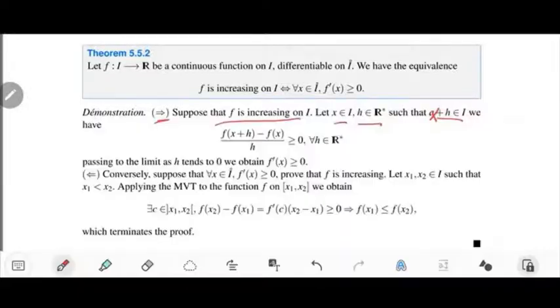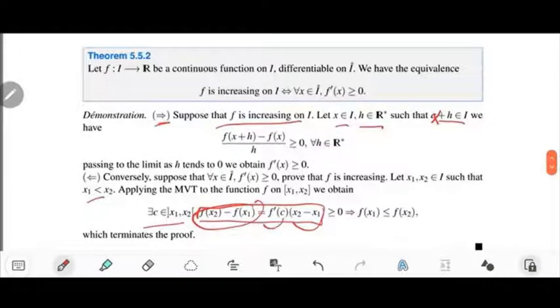For the second implication, if you have f prime of x positive, then using the mean value theorem on 2 points x1 and x2, such that x1 is less than x2, will allow us to say that there exists c between x1 and x2, such that we have this equality. But since this is positive because x1 is less than x2, and this is positive because f prime is greater than 0 for all x, then the product is positive, then f of x2 is greater than f of x1. So x1 less than x2 gives f of x1 less than f of x2, which means that the function f is increasing.